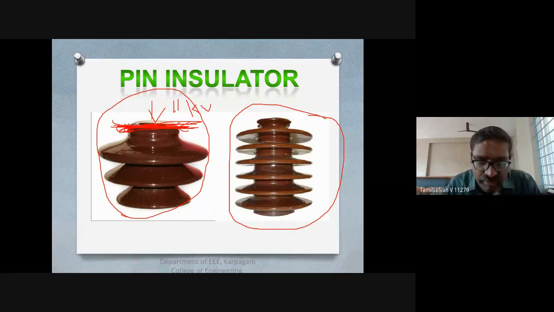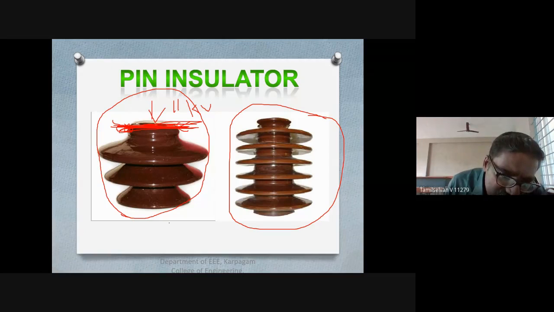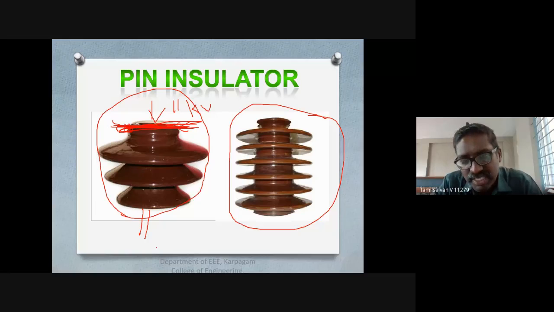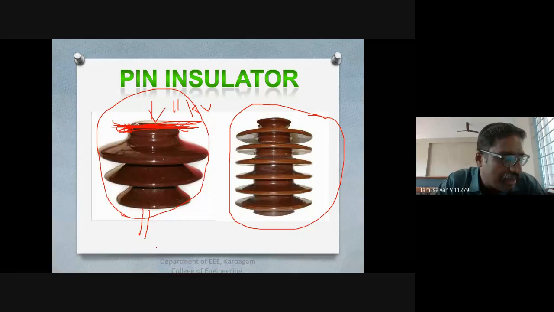You may have a question about how this will be placed on the cross arm. In the lower part there will be a metal rod. This metal rod will be placed on the cross arm, and it will be screwed so that it is tightly fixed on the cross arm of the pole. So this type of pin insulator is used up to a maximum transmission and distribution voltage of 33 kilovolt.